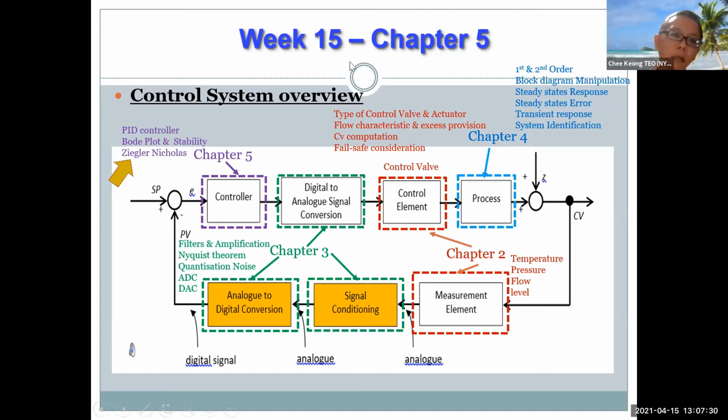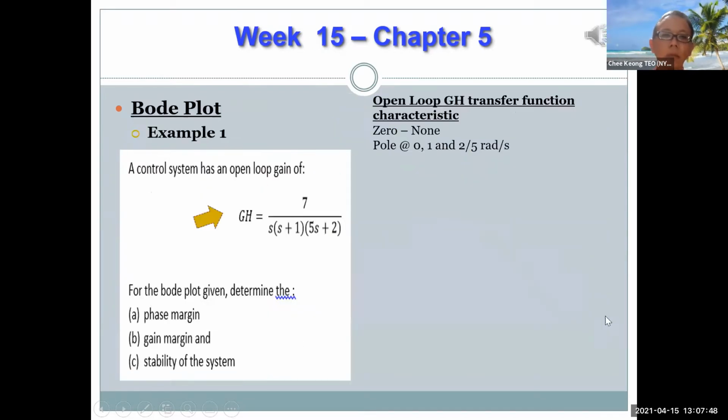So basically, as I have just introduced already, we already did PID in week 13, and in week 14 we talked about Bode plot and stability, which is last week. And today we are going to add on what we call the Ziegler-Nichols tuning, and that basically ends the semester topic. Let's continue the Bode plot by looking at example 1.